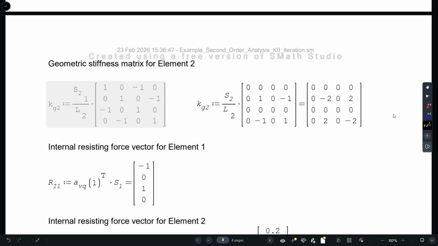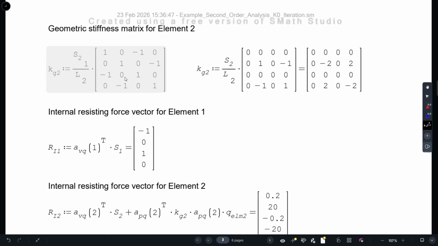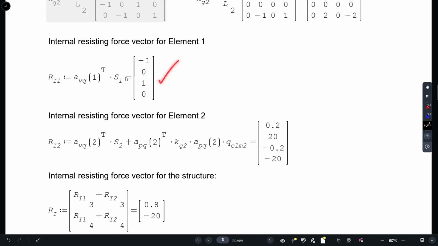Now what is the internal resisting force vector? So AVQ transpose S1 will give me the internal resisting force vector for each element. So this is for element 1, okay. Now for element 2 I can do this, but that is my first order force, right. But then I have to add the force due to geometric stiffness matrix, okay.